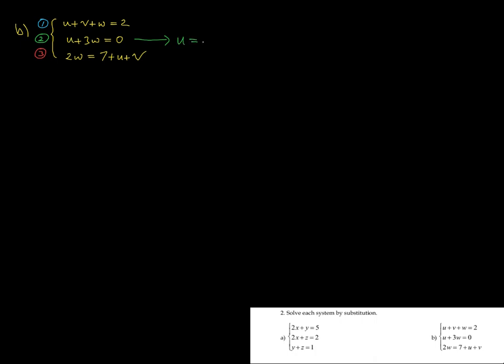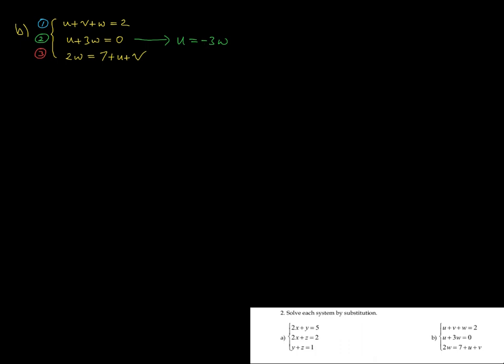So u would be minus 3w. And note here, I could isolate, say, w in equation 3 without much trouble. The downside there, though, is if you divide by 2, then you're going to have some fractions. So it would work, it's just maybe a little bit on the messier side. Okay, so now what can I do with the fact that u is equal to negative 3w?